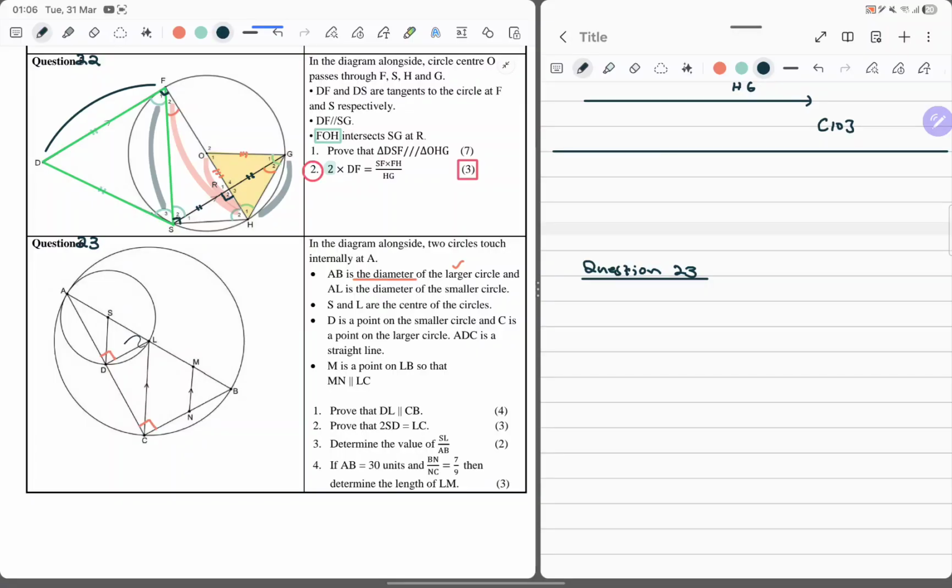Now this tells us that this line is parallel to that line. Corresponding angles are equal. Now S and L are the centers of circles. So it's the center for this one and the center for the other. D is a point on the smaller circle and C is a point on the larger circle. ADC is a straight line.